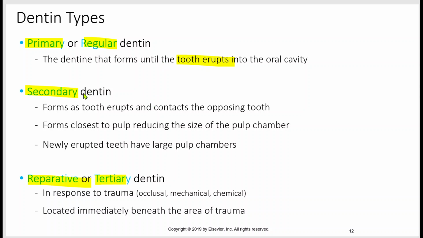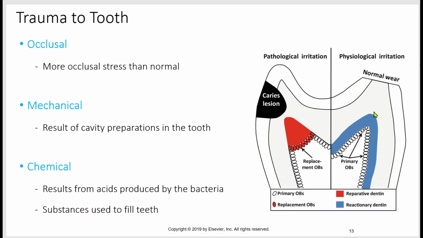The secondary dentin forms as the tooth erupts and starts contacting the opposite tooth, so it gets to where it should be. Now we will always keep adding small layers of dentin, but they add them to the inside, to the inside of the pulp, and that will reduce the size of the pulp chamber. So they will keep adding into the pulp. That will reduce the pulp chamber. You can see this in a picture.